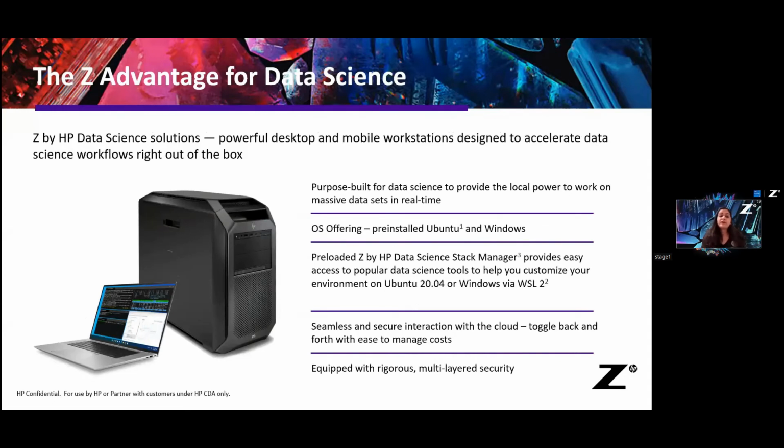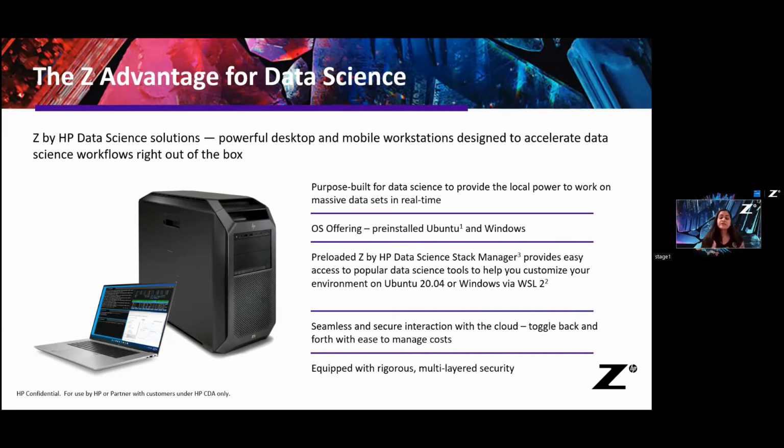So so far we have talked about the challenges and the solutions. Now let's talk about the Z advantage, particularly what makes Z special, right? All the Z workstations come with Linux and Windows pre-installed. We did a lot of user research with computer scientists, business analysts, and data users. And we identified that there are a lot of data scientists who like to work on Linux when they're working on their data science workflows. And for all their enterprise productivity tools, they like to work on Windows.